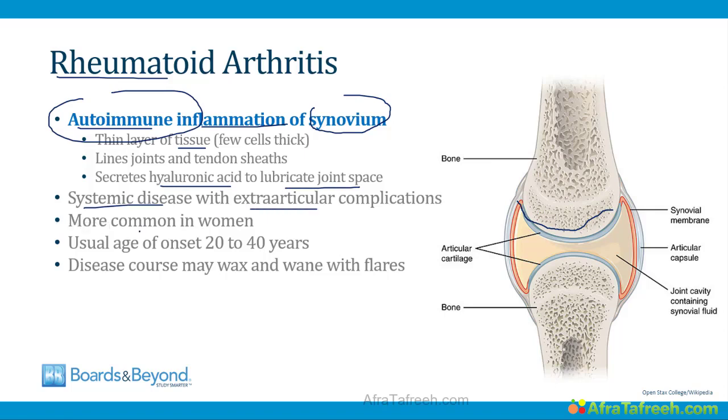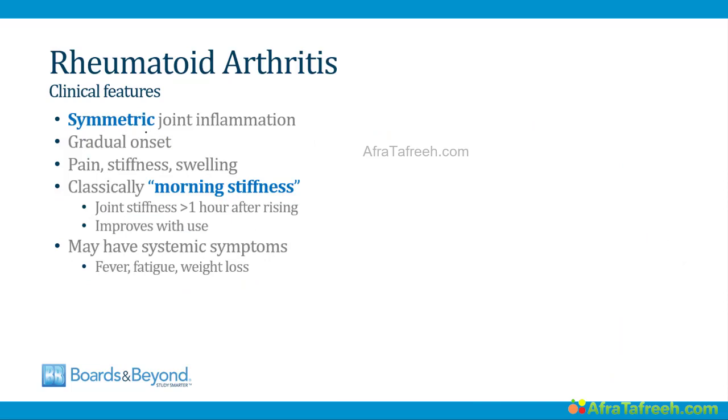Like many autoimmune diseases, it's more common in women. The usual age of onset is 20 to 40 years, and the disease course can wax and wane with flares over time as people have rheumatoid arthritis. In terms of clinical features, RA usually leads to symmetric joint inflammation, and this is an important point. Because it's an autoimmune disease, it tends to affect the joints on both sides of the body and present as symmetric joint symptoms. The symptoms have a gradual onset.